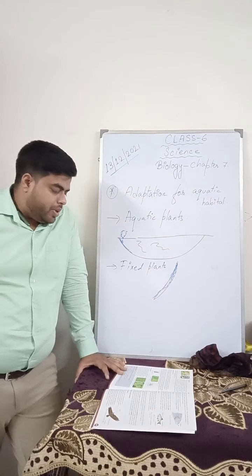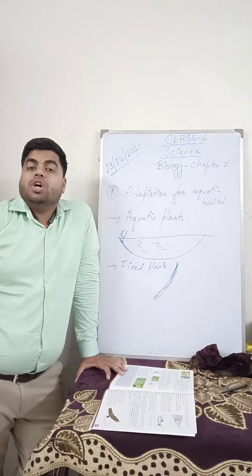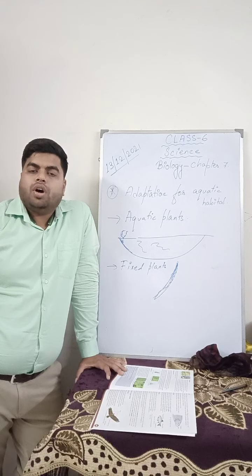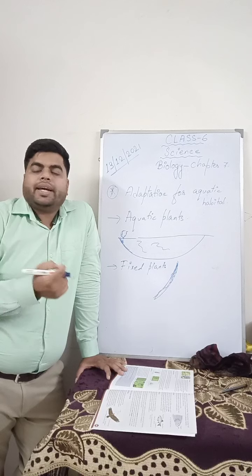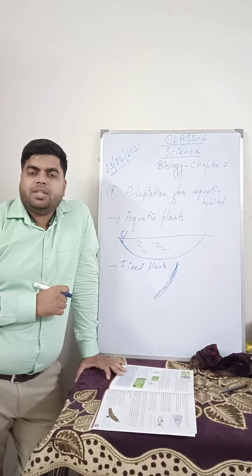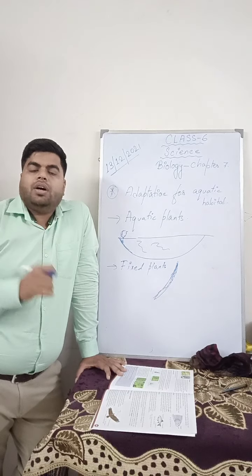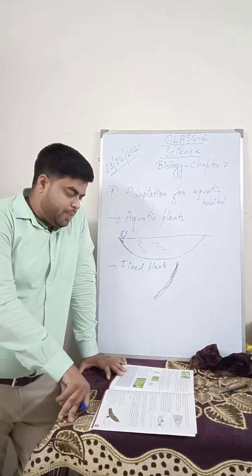The leaves have stomata on the upper side instead of the lower side, because the lower side is always on top of the water. That is why they cannot exchange gases. So the stomata on these types of plants, on fixed plants, are on the upper side of the leaf, so that the exchange of gases can take place.